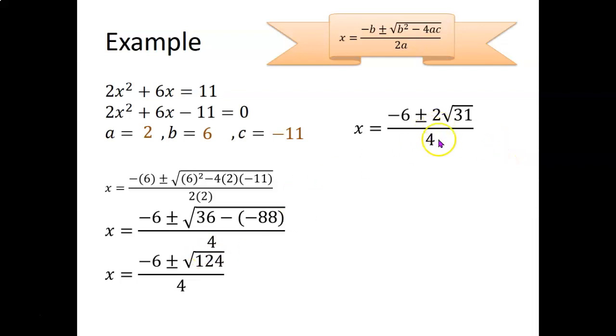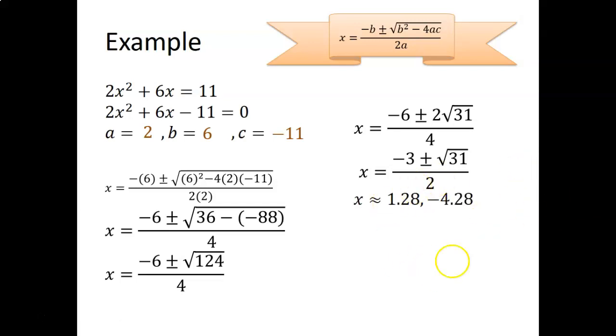So we can write that as the square root of 4, which is 2, times the square root of 31, which has to just stay the square root of 31. So we've got x equals negative 6 plus or minus 2 times the square root of 31 all over 4. And the numerator and the denominator of this expression do have a common factor of 2. So we can reduce this to x equals negative 3 plus or minus the square root of 31 over 2. Can't simplify it any further, so there's our answer.